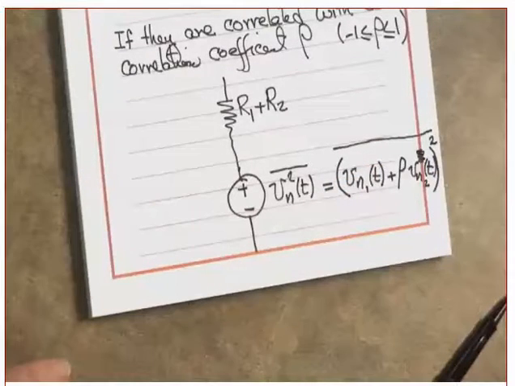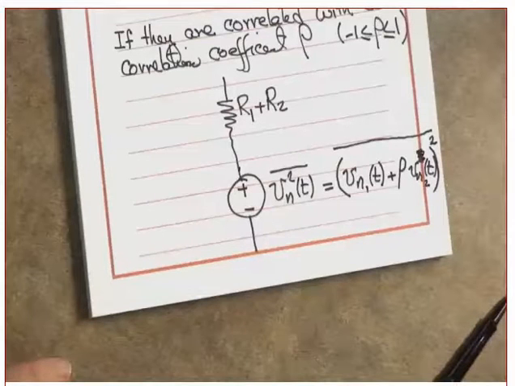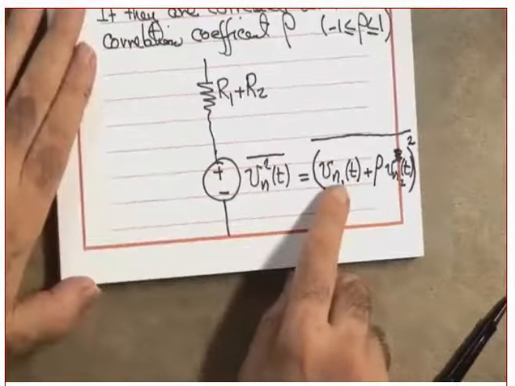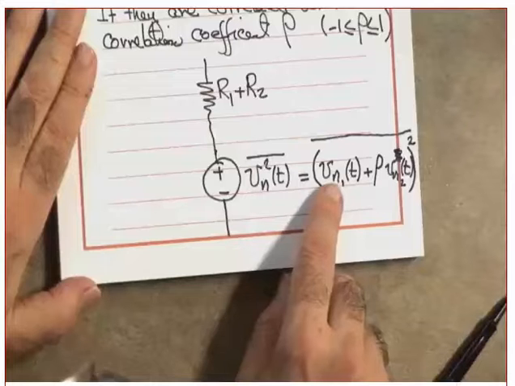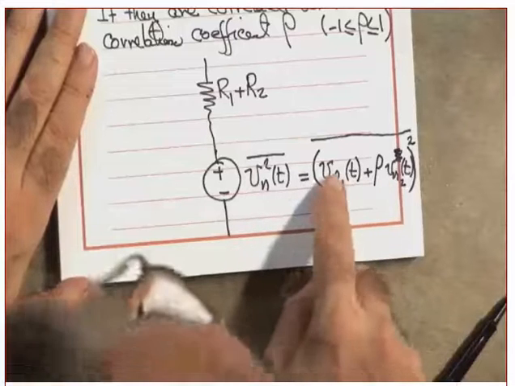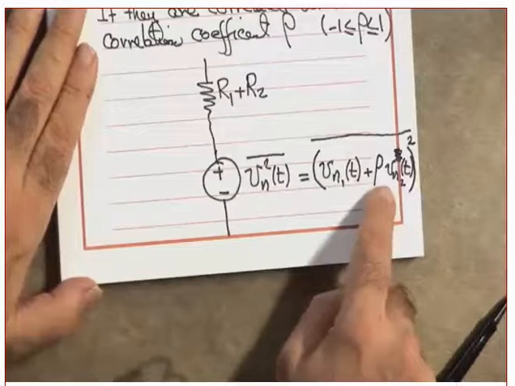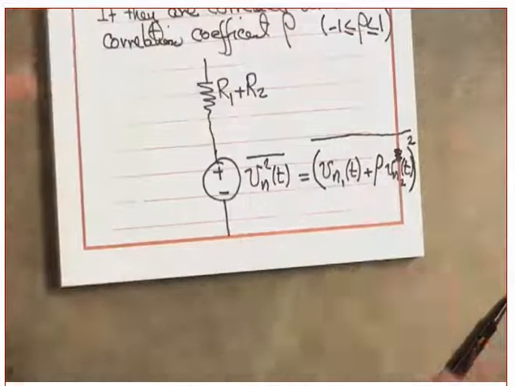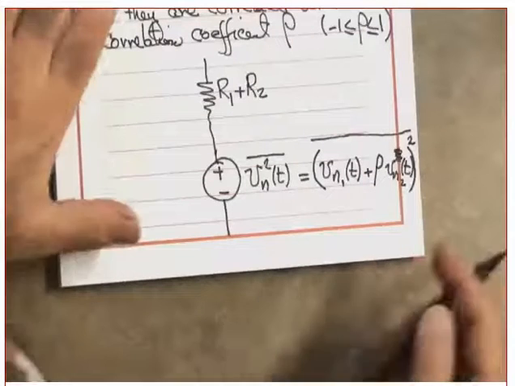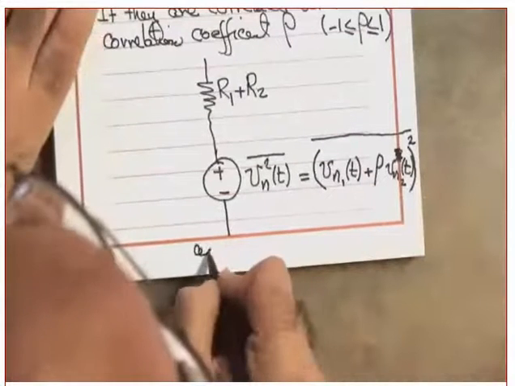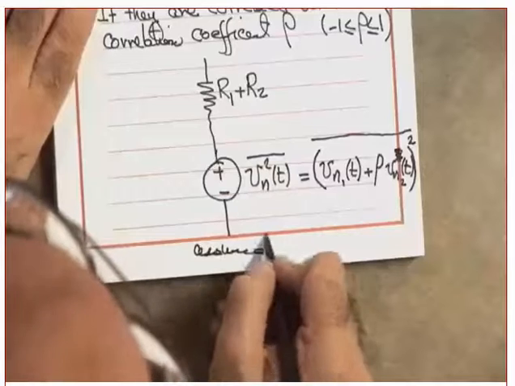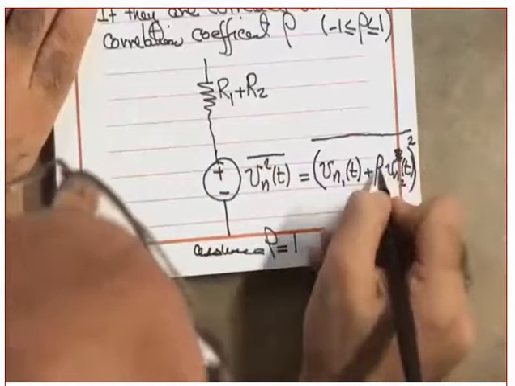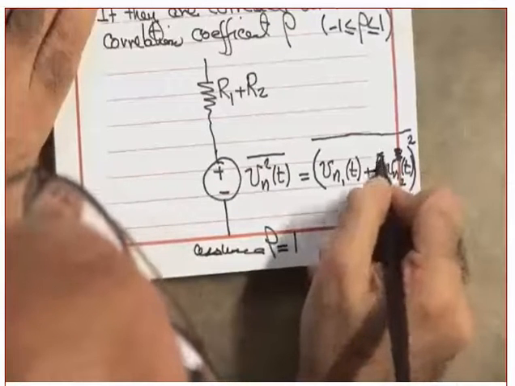Did you get my point? Yes or no? Okay, what does that mean? Let me explain. You are adding voltages, and then squaring the whole thing. Let's assume rho is equal to 1, just for simplicity, so that you don't have to worry about it.